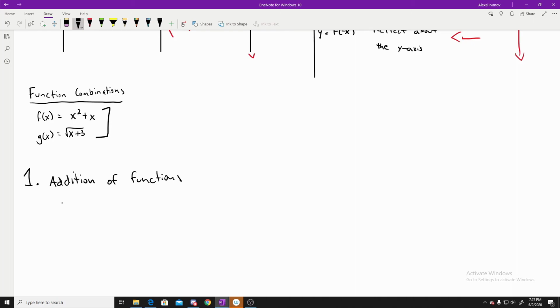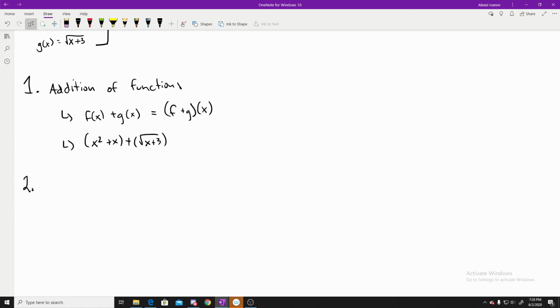Here is the notation for it. You can sometimes see it written as f of x plus g of x, or you can see it written as f plus g of x. And now, using the example that we have before, essentially this will be x squared plus x plus the square root of x plus 3.